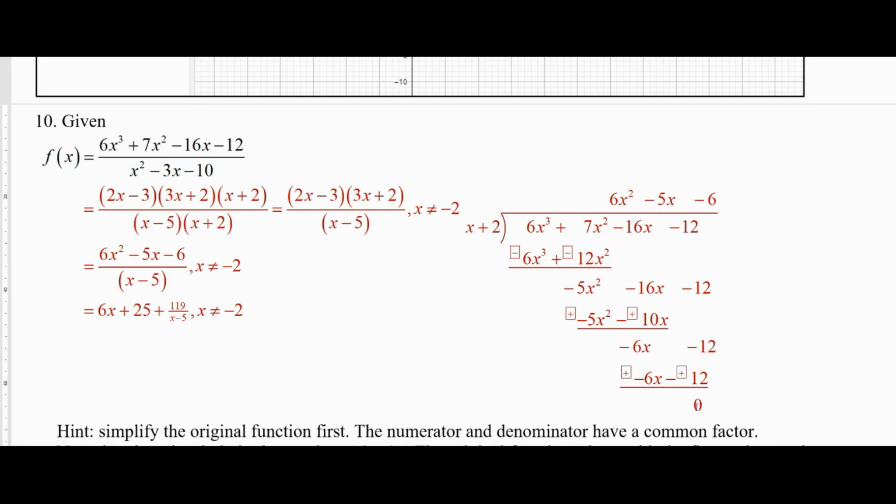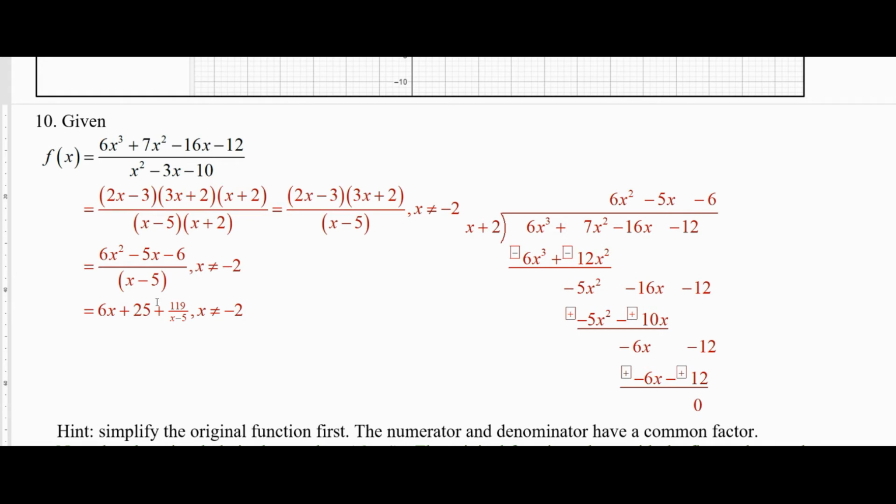Since that is a zero remainder, that says that this top factors as x plus 2 times the 6x squared minus 5x minus 6, which we can use anti-FOIL type factoring to get to be 2x minus 3 times 3x plus 2. So this cancels the x plus 2's as long as x is not negative 2. Or we can leave the top like this.